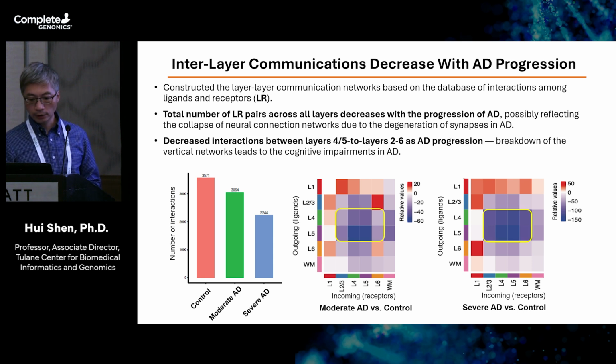I want to highlight this area, which is the outgoing signaling from layers 4 and 5 to layer 2 all the way through layer 6, showing a great decrease in the severe AD group. And we know that layers 2 to 5 are critical for information collection and processing. So we think this reduced interaction between these layers possibly reflects the breakdown of the vertical network, which actually contributes to the cognitive impairment in AD.